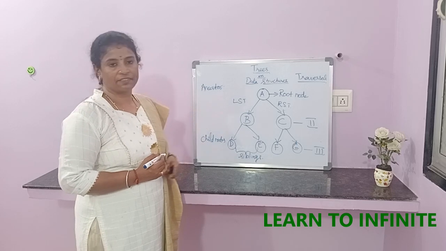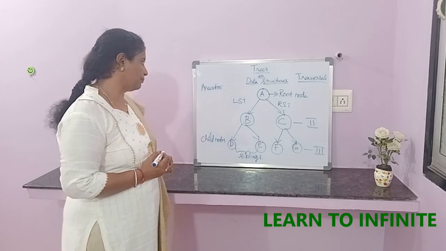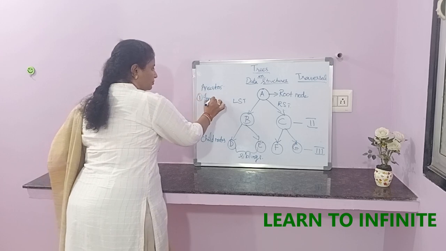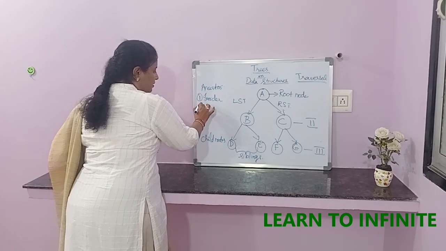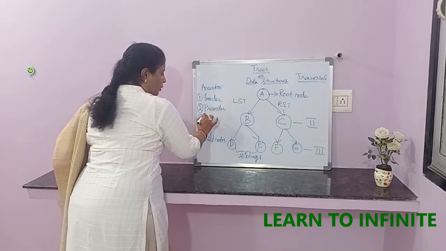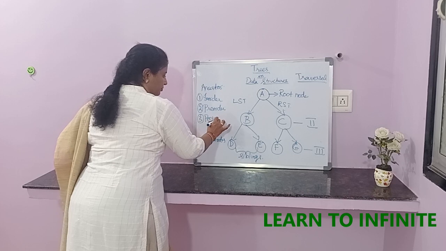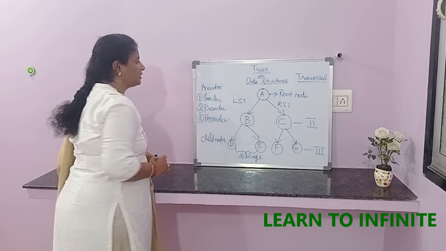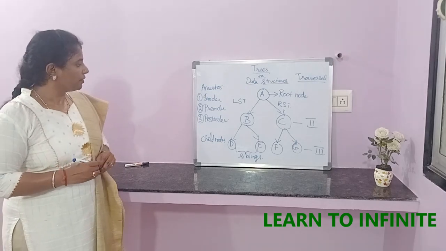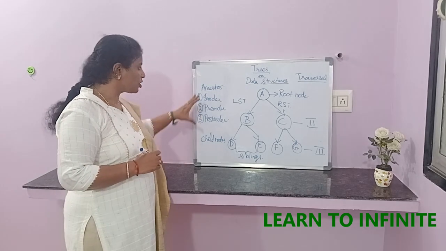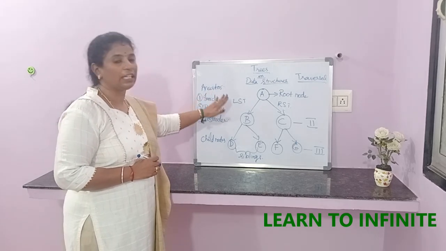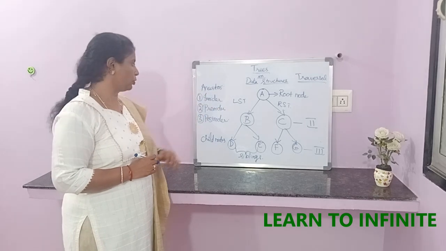The other form of traversal includes three subforms. The first one is in-order, the second is pre-order, and the third is post-order. So these are the three forms of tree traversal. The tree traversal also evolves around the root node.